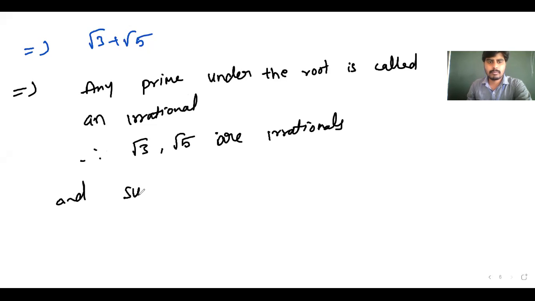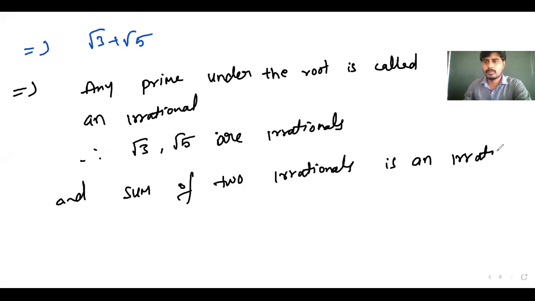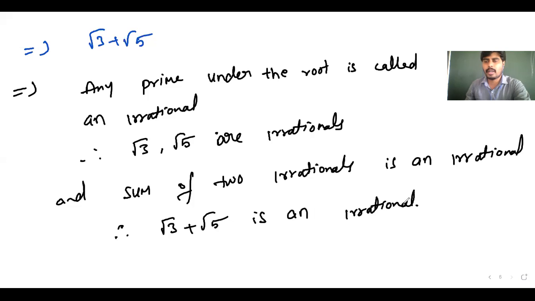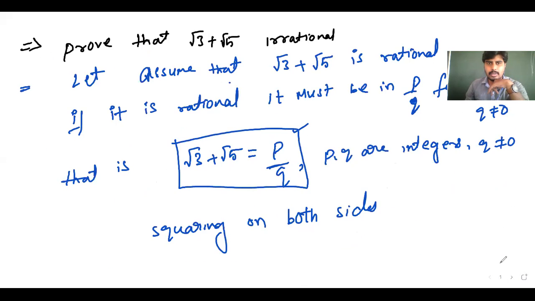and the sum of two irrationals is an irrational. So therefore root 3 plus root 5 is an irrational. Okay, clear? This is for the 2 marks question. No problem. And next, in the explanation, we took root 3 plus root 5 is equal to p by q, right?